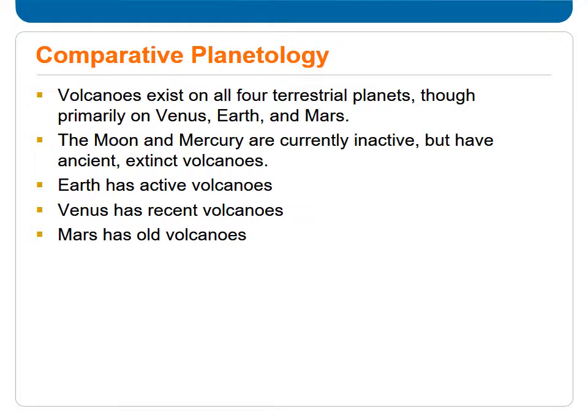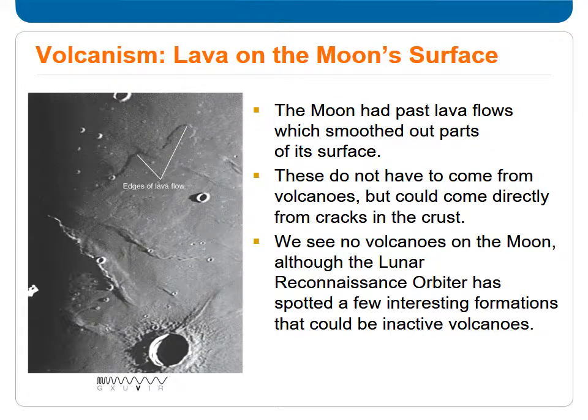Volcanoes exist on all four terrestrial planets, though primarily on Venus, Earth, and Mars. The Moon and Mercury currently appear to be inactive, but have ancient extinct volcanoes. Earth has active volcanoes. Venus has recent volcanoes, and Mars has old volcanoes and appears to be currently inactive.